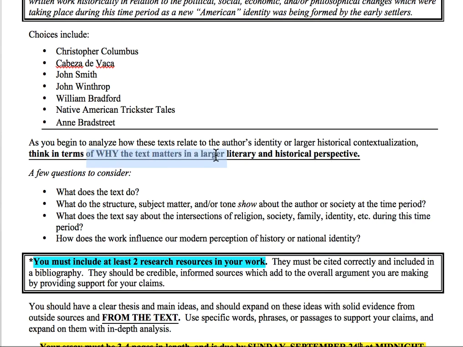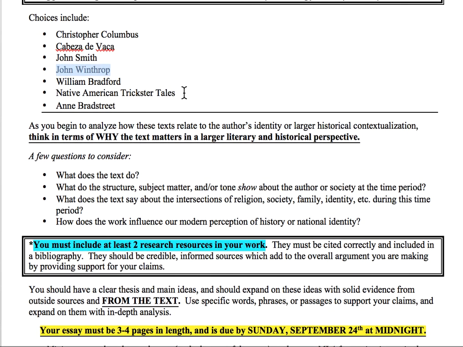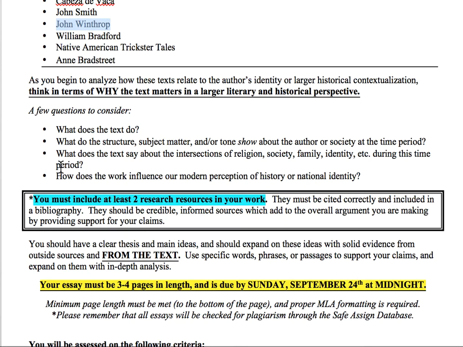And the big question you're answering is, why does this text matter? Why does the author matter? Why does it matter that this was written in terms of our larger understanding of what the American identity is? If we didn't have text from Christopher Columbus, that would very much change what we understand to be, quote-unquote, America, or what it is to be American. Same thing if we didn't have Bradford's works or Winthrop's works. So these are really important texts, and I want you to really explain to your audience, which is not necessarily me, why this matters.